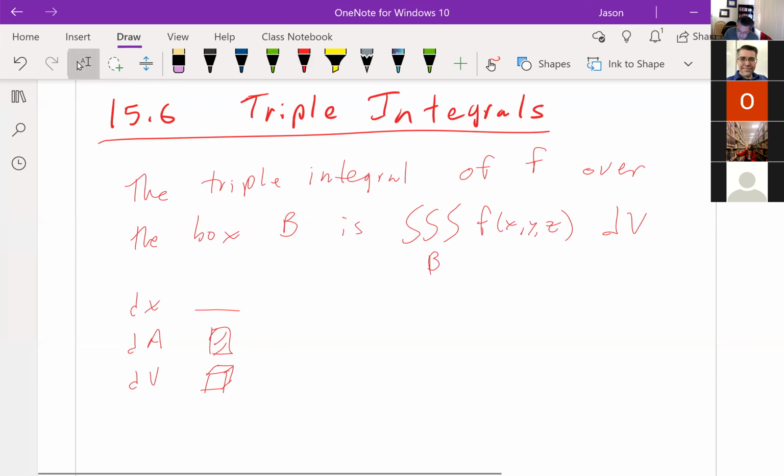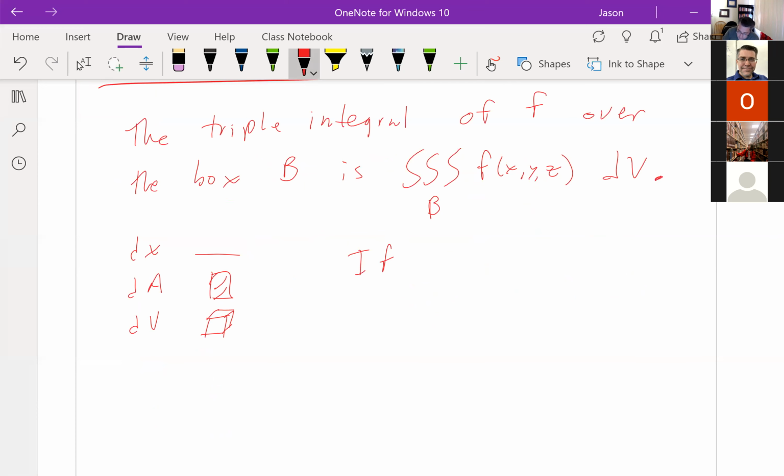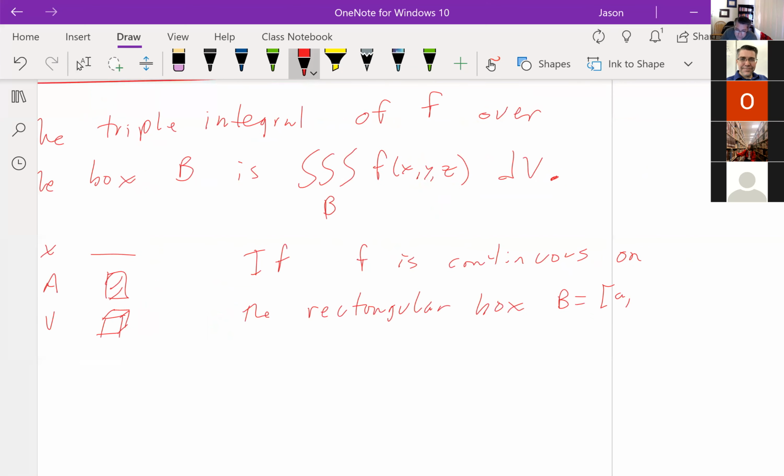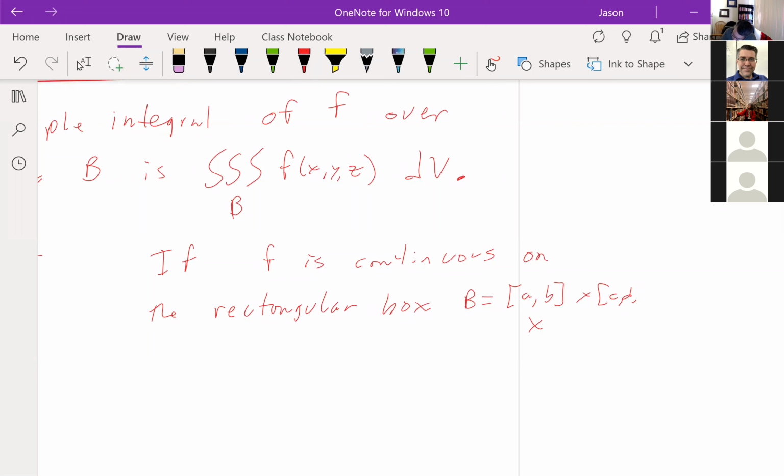If f is continuous on the rectangular box B, which we're going to say is going to be [a,b] by [c,d] by [r,s], so x goes from a to b, y goes from c to d, and z goes from r to s. So it's [a,b] by [c,d] by [r,s].